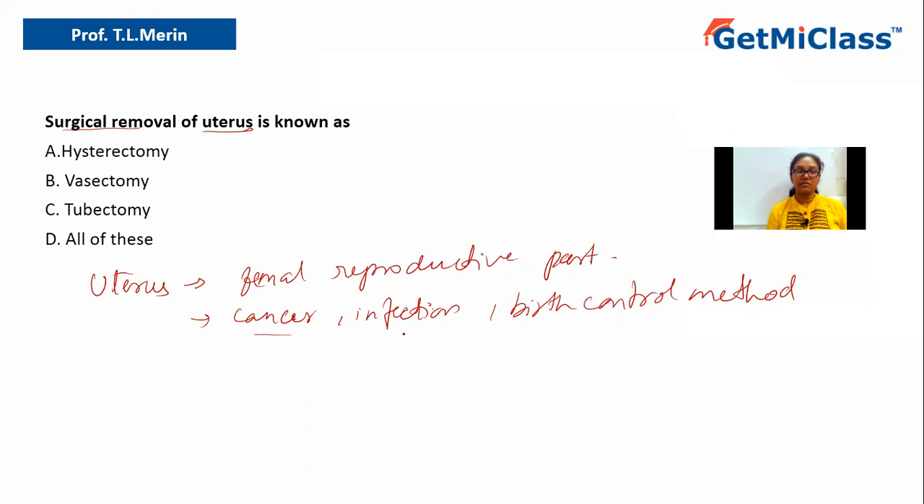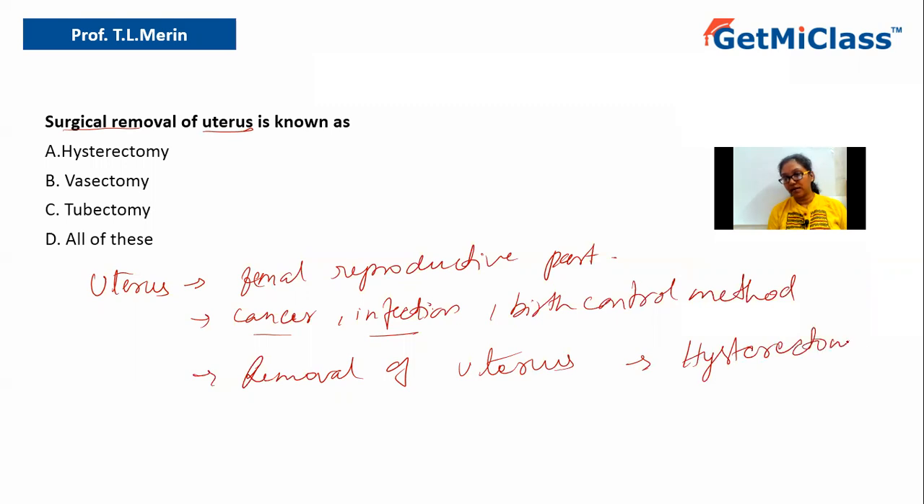But mainly during cancer or infection or any other disease, where the presence of the uterus may lead to the death of the person, in that case, the uterus will be removed. So the removal of the uterus is called hysterectomy. So what is removal of uterus called as? Hysterectomy. So let us see, the surgical removal of uterus is called hysterectomy. As I told you, yes, that is the correct answer.